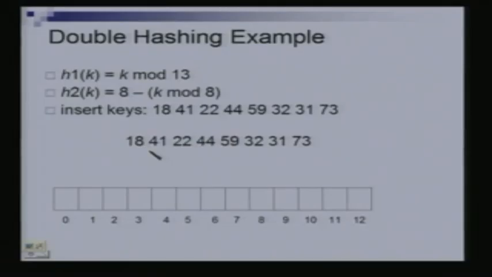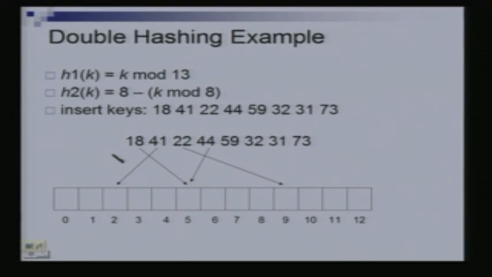Let's insert the first element, 18. 18 mod 13 is 5, so it will go to location 5. 41 mod 13 is 2, so it goes to location 2. 22 mod 13 is 9, so it goes to location 9. 44 mod 13 is 5, so it tries to go to location 5, but location 5 is already occupied.